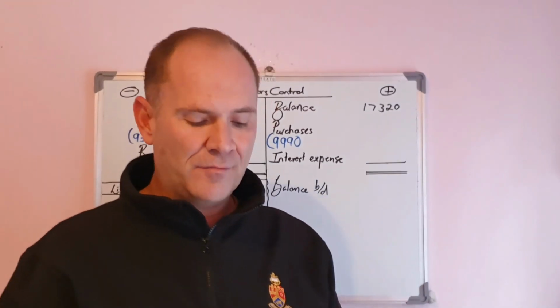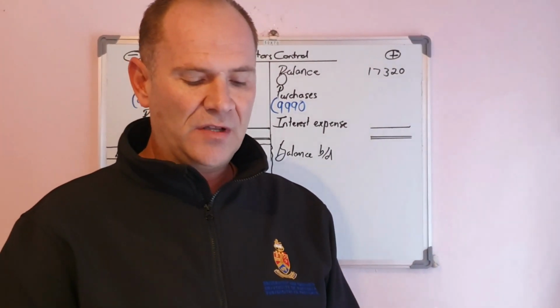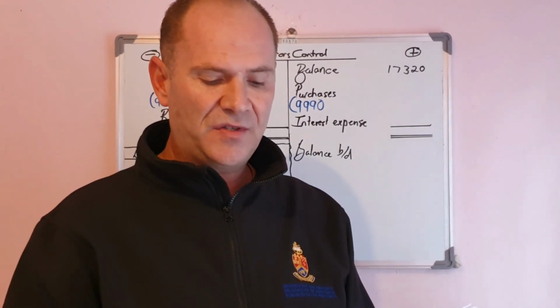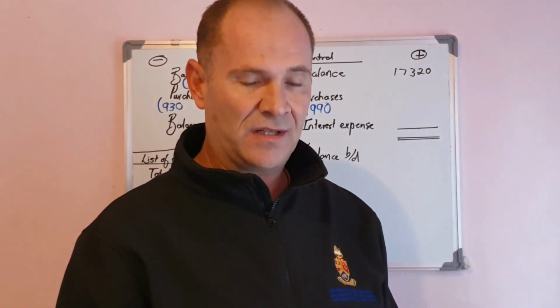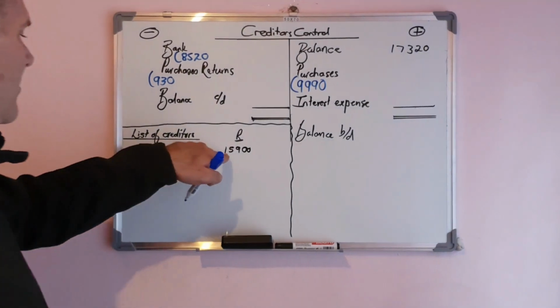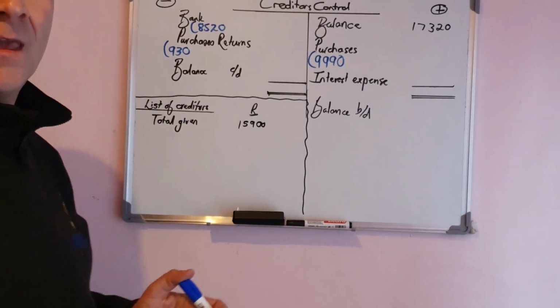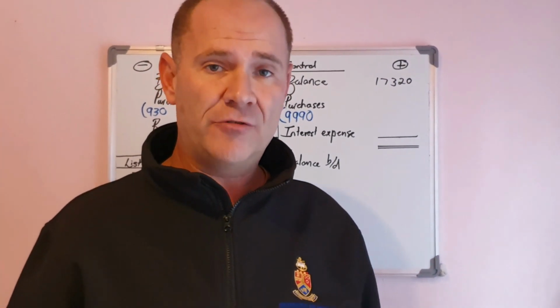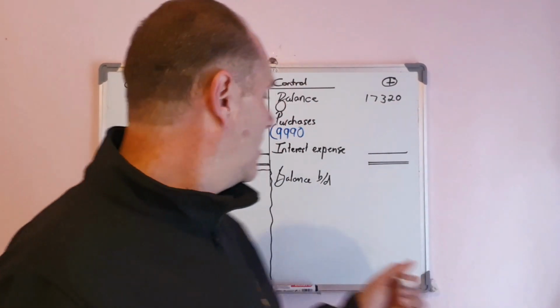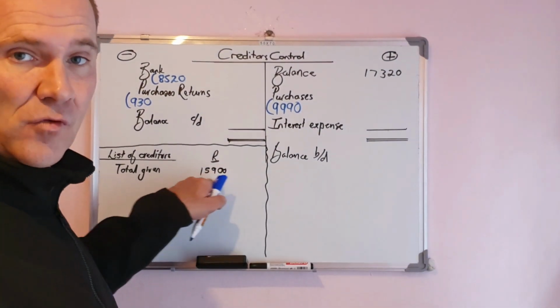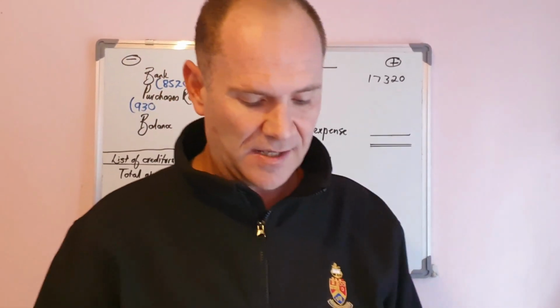In the additional information, they said the total of the list of creditors on the 31st of March at the end of the month amounted to 15,900 Rand, and then we can fill in the total then. Remember that in this reconciliation process, we reconstruct the whole creditors control account, but we are not going to reconstruct each and every creditor's individual account. Therefore, we are just going to adjust the list for creditors balance that was given to us.